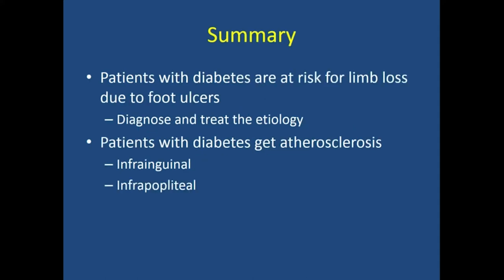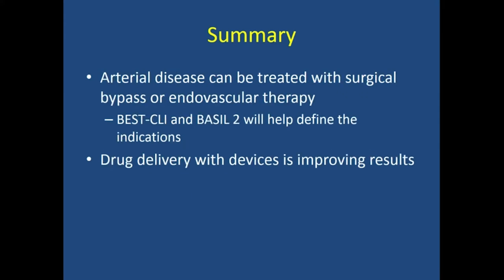So in summary, patients with diabetes are at risk for limb loss due to foot ulcers. Foot ulcers happen from mechanical abnormalities, sensory abnormalities, arterial insufficiency, any one of those or any combination of those, and it's entirely central that you diagnose and treat the underlying cause if you want to be successful for the patient. Patients with diabetes do get atherosclerosis, virtually always distal to the groin, and particularly involving the arteries below the knee. Arterial disease can be treated with either surgical techniques or endovascular therapy. And we currently have two large multicenter trials going on two continents to help define the best indications for management of these patients.